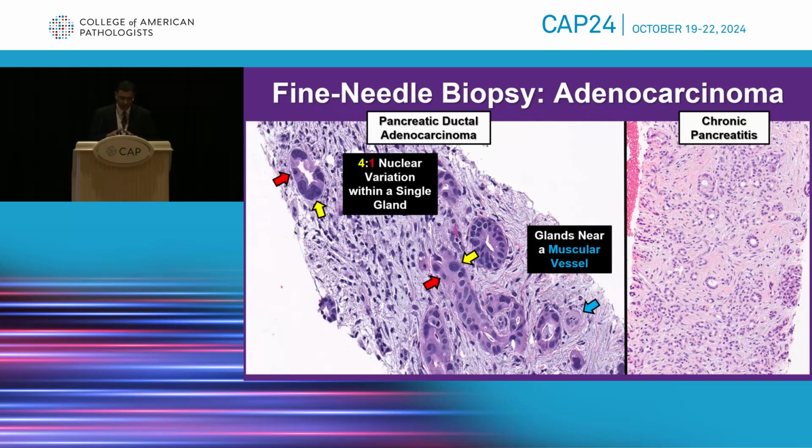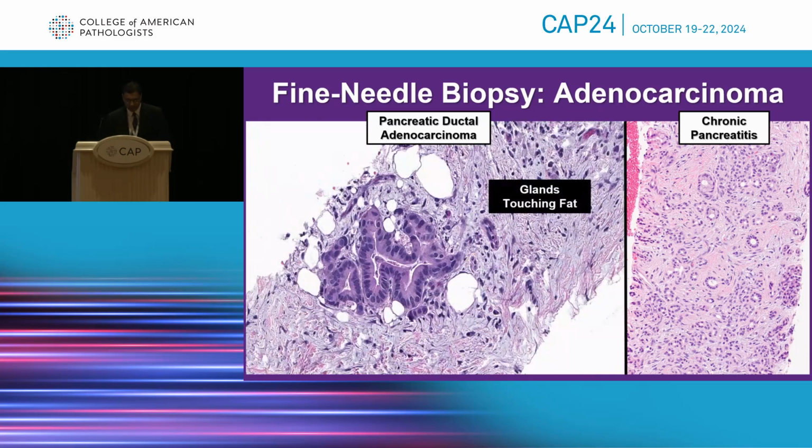Moreover, at higher magnification, adenocarcinoma often satisfies the so-called 4-to-1 nuclear rule that we often use in surgical pathology, which refers to 4-to-1 nuclear variation within a single gland, which again contrasts with that of reactive ducts in chronic pancreatitis. Finally, another helpful finding is the presence of glands touching or involving associated adipose tissue.